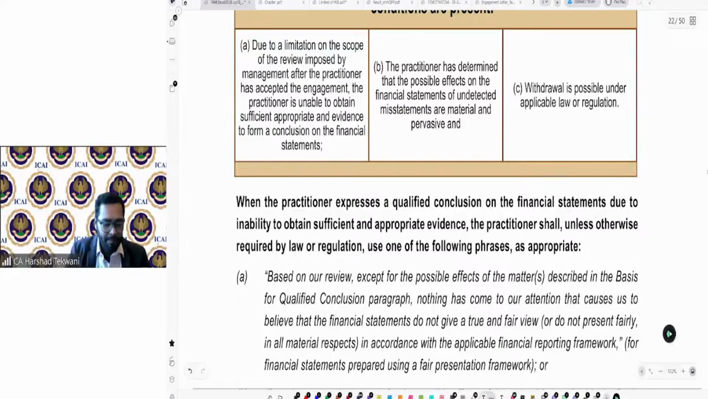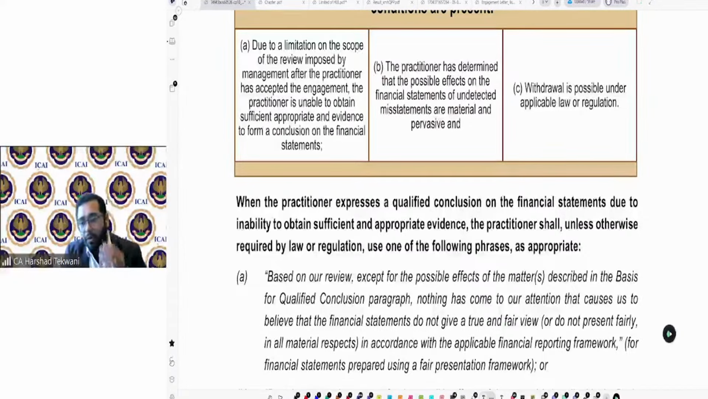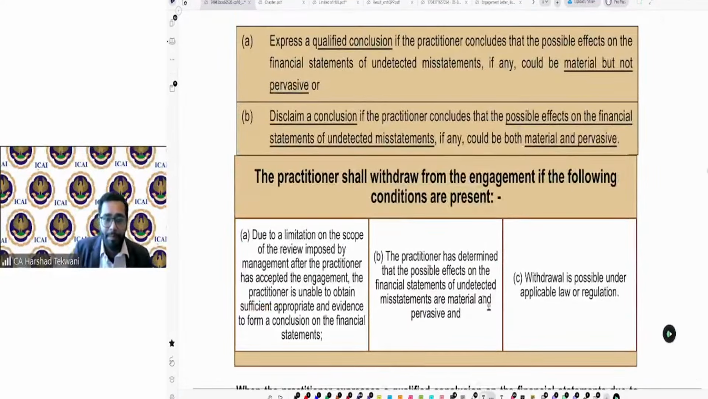In our example, we have a qualified opinion. We saw a qualified opinion in our example. Now the question comes: if we have a qualified opinion in our example, then it could be two scenarios. One, either it's a material misstatement identified, or it could be we are not able to obtain evidence, but the impact of the same is material but not pervasive. That could be the second scenario for the qualified opinion.